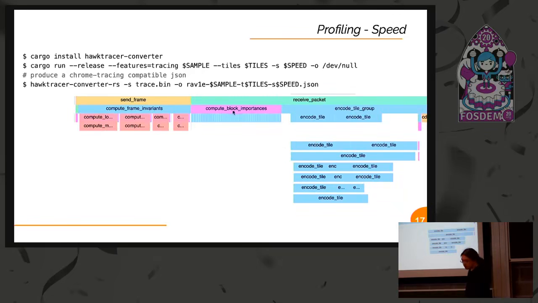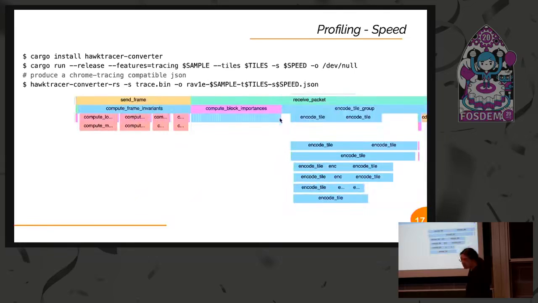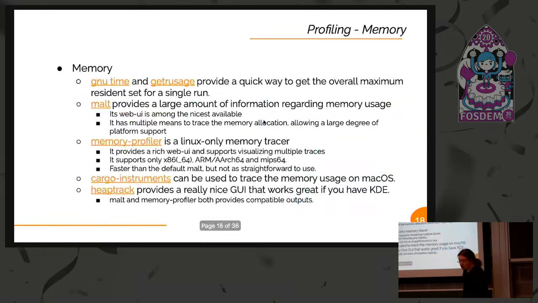If you are improving compute block importances, well, it's going to have quite an impact if you have that amount of cores. So once you start with threads, you have to care about it, and I suggest you use lightweight probes.